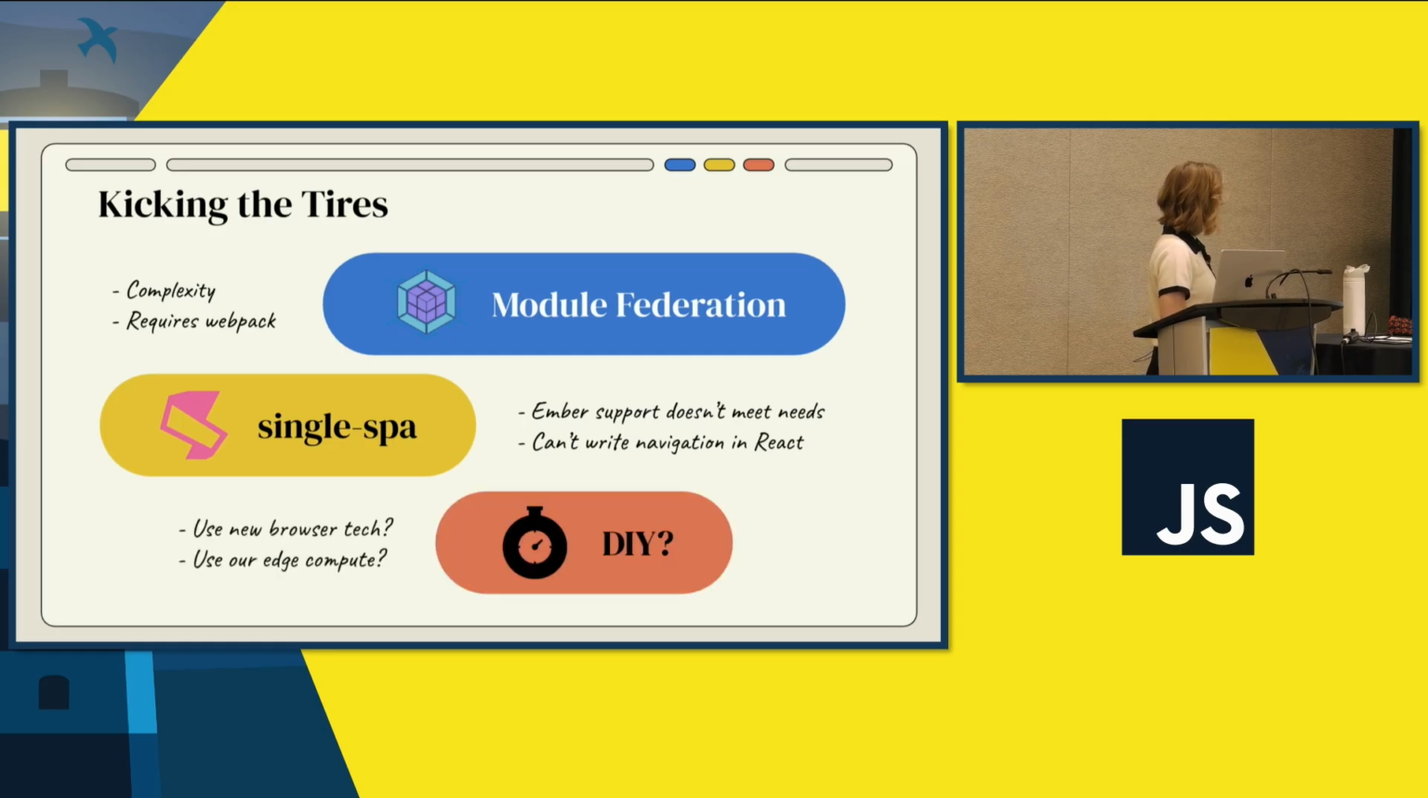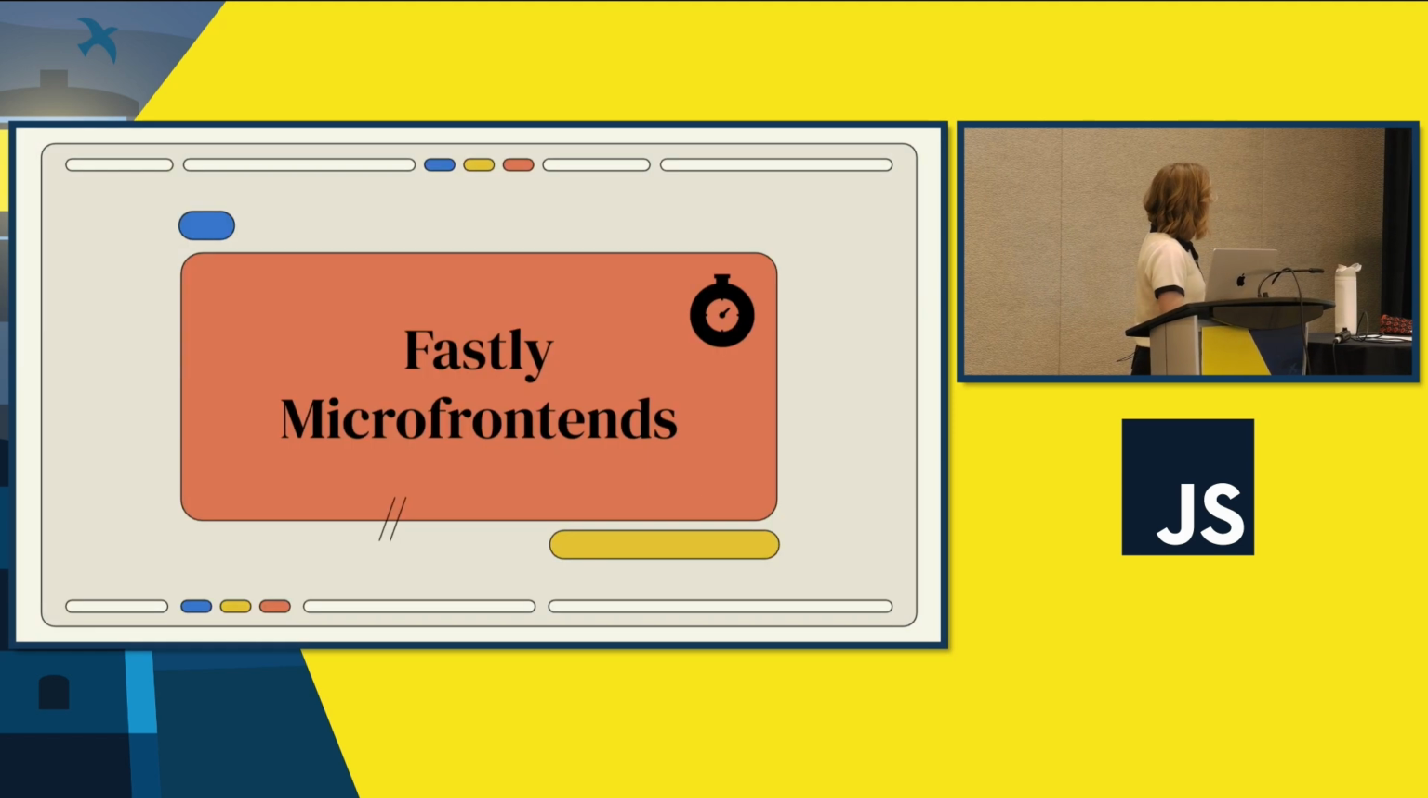We started thinking, could we build our own thing here? There's some new browser tech we could take advantage of. And hey, we know a guy for edge computing. It's not going to be hard to pick a vendor. We can handle that. So Fastly's microfrontends were born.